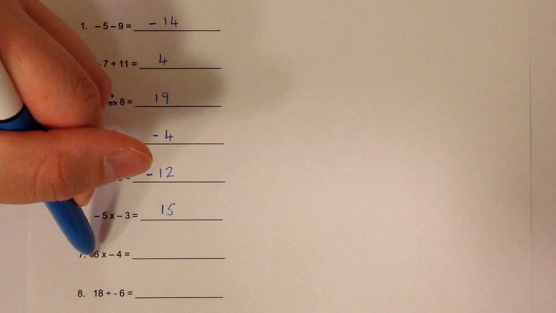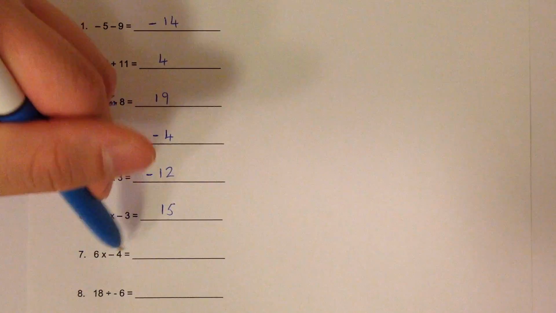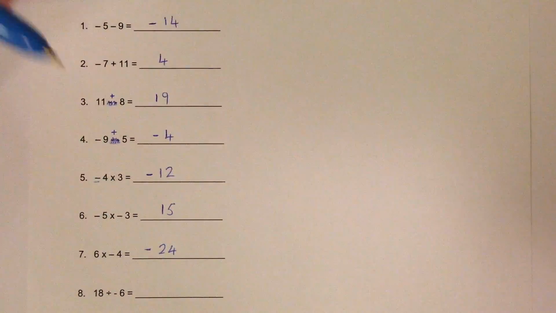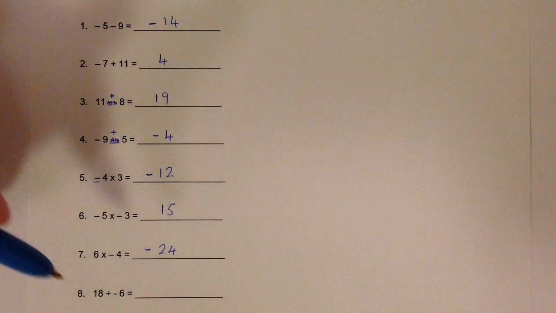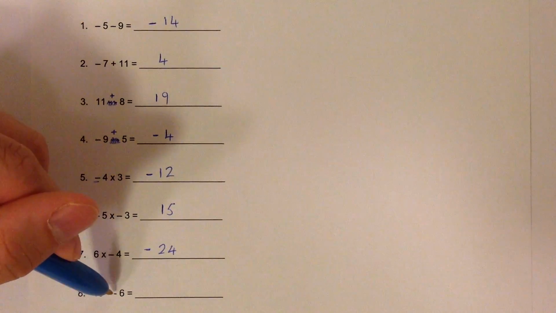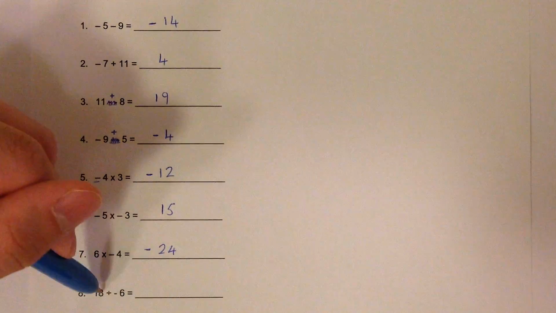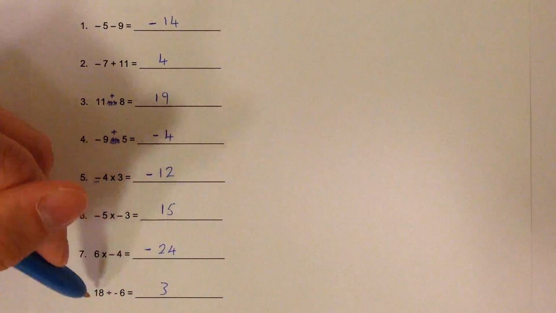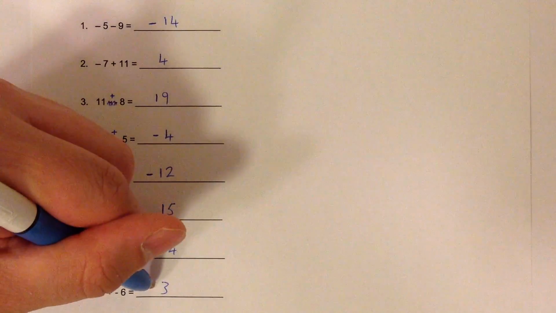Number 7, 6 times -4, so 6 4s are 24. Positive and negative makes negative. And then finally number 8 here, 18 divided by -6, so 6 is into 18, go 3 times. The 18 is positive, the 6 is negative, positive and negative makes negative.